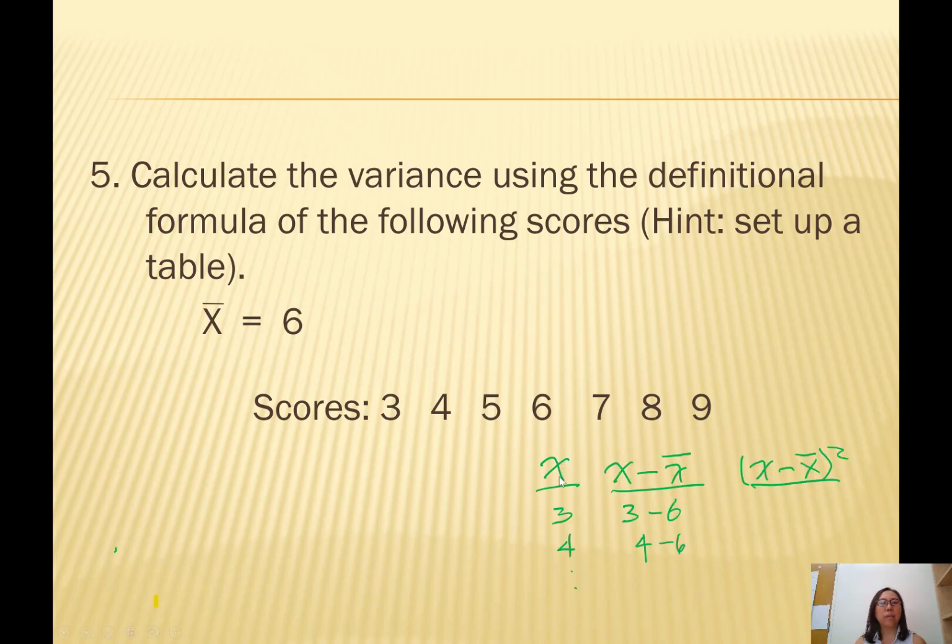So in question 5, it says to calculate the variance using the definitional formula of the following scores, and it says to set up a table. So here I have created a table in the making. We want to list the numbers in the X column, and then subtract the mean of 6 from each score. When you have your deviation scores, you want to square them and take the average of square deviations. The question is asking for just a variance, so we don't need to square root. Since the question is asking for variance, leave the answer as is.